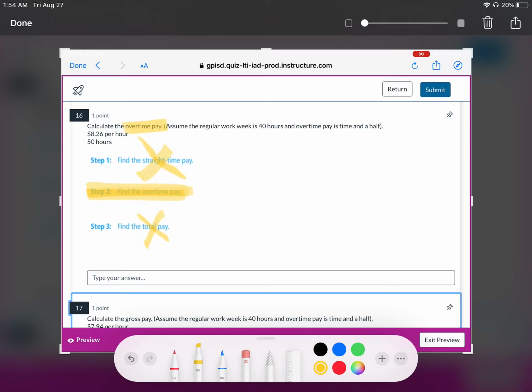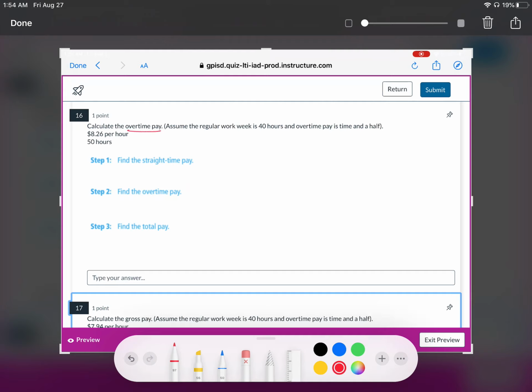We don't have to find the straight time. We don't have to find the total. It's only asking for the overtime pay. Before, it was asking for the total pay, so we had to go through step 1 and step 2. Okay? This one isn't asking for the total. It's only asking for overtime. So we only got to do this one step.